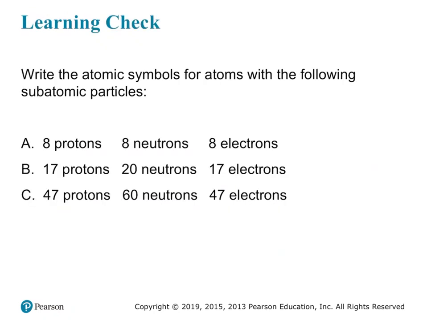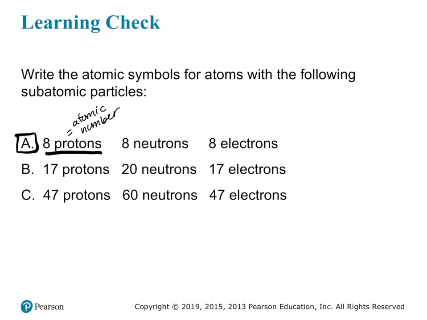So let's look at isotopes in a slightly different way. What if we're told the number of protons, neutrons, and electrons, and we have to figure out what the isotope is? So let's do the first one together, and then you can work on B and C on your own. So in problem A, we're told that our isotope has 8 protons, 8 neutrons, and 8 electrons. So the key thing here is the number of protons, because that is also equal to the atomic number.